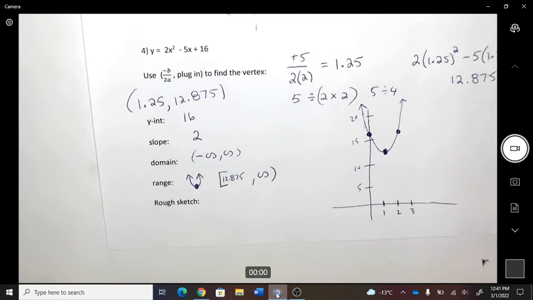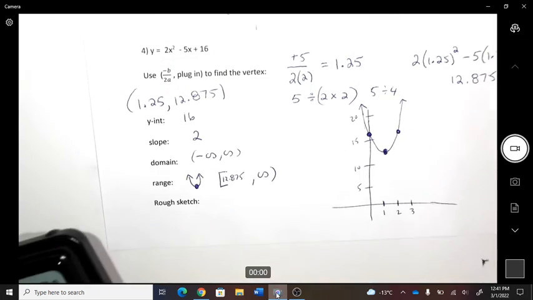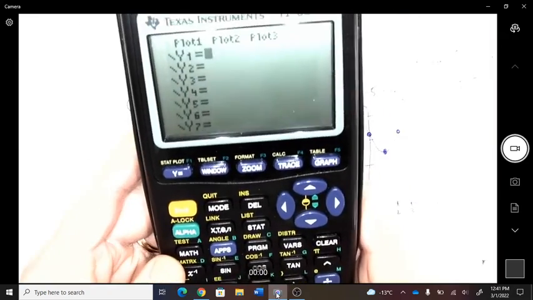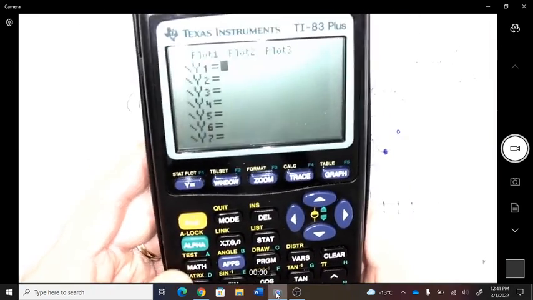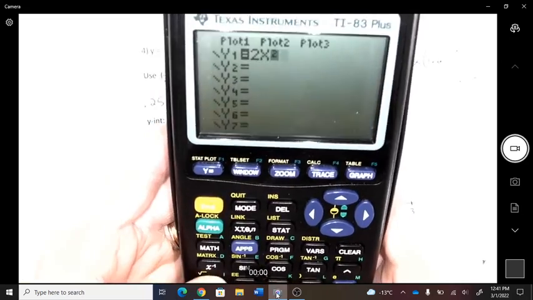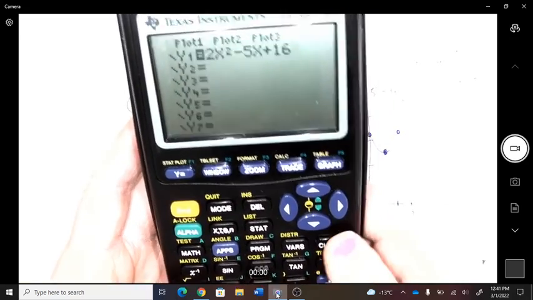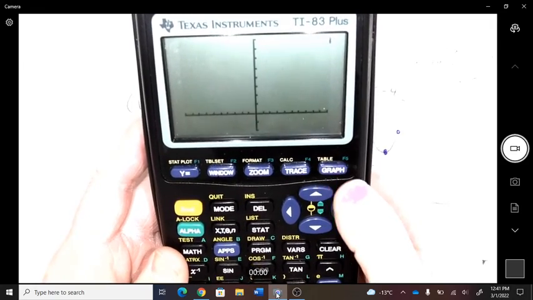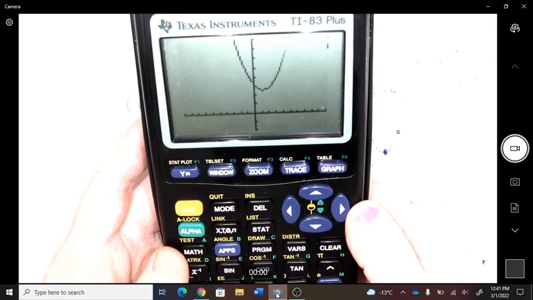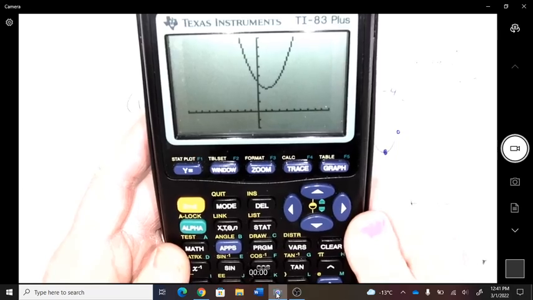Okay, for those of you who didn't take my applied course, this is what I'm going to do. I'm going to go y equals 2x squared minus 5x plus 16, and then I'm going to graph it. And there's what it looks like.